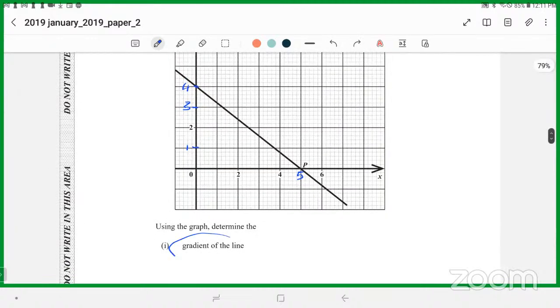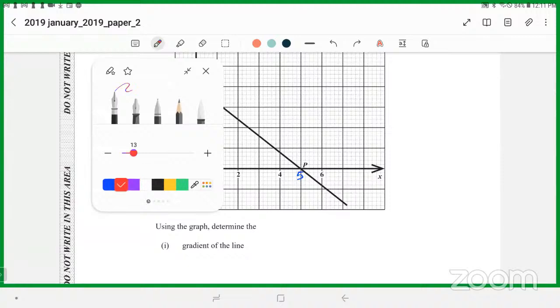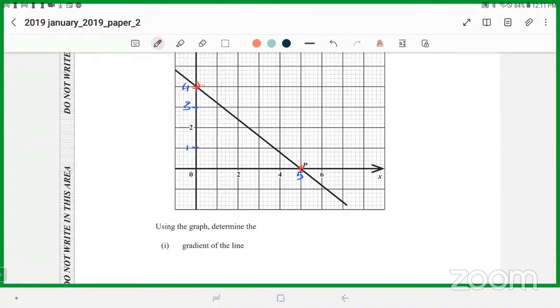First part is for us to determine the gradient. It said determine, so they're not telling you how to do it. Gradient is rise over run between any 2 points. So I can look at these 2 points, here and here, and see what the rise is and what the run is to go from this point to this point, from left to right. I have to come down first. That will be my rise. That will be a negative 4 rise. Why is it negative? Because I came down. Then I go to the right, 5 units. That is my run. So the gradient is negative 4 over 5.